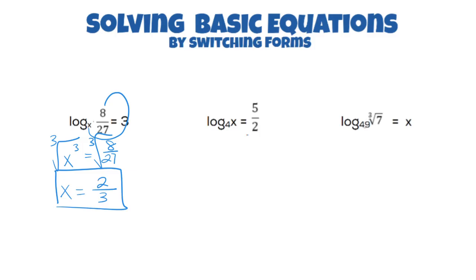All right. What if my x is in a different location? What if the x is the argument now of the logarithm? All right. We're still going to do the loop. 4 to the 5/2 power is equal to x. All right, we did this earlier. Remember the little trick. The denominator is going to be the root. The 5, the numerator here, is going to be the power. So 4 square rooted, that's 2, to the 5th power is 32.